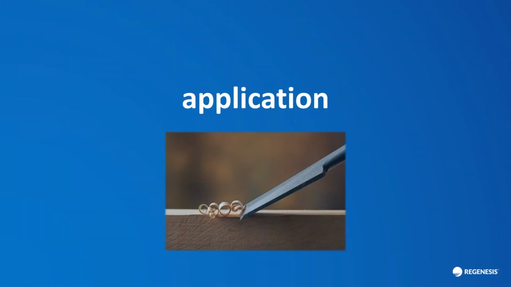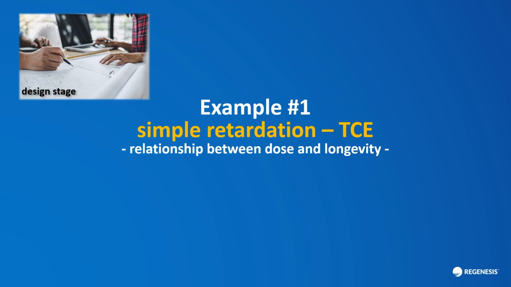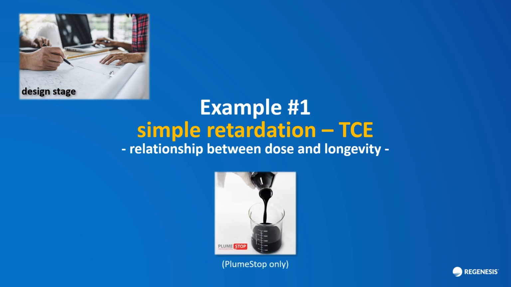Let's see how some of this works then in application. And for the rest of the slides I'd like to show you over the following 10 minutes, we're going to look at how applications can be explored at the design stage using PlumeForce. The first example that I'm going to look at is simple retardation, and I'm going to use TCE as my sample species. I'm going to keep it to 1 species to begin with and simple.